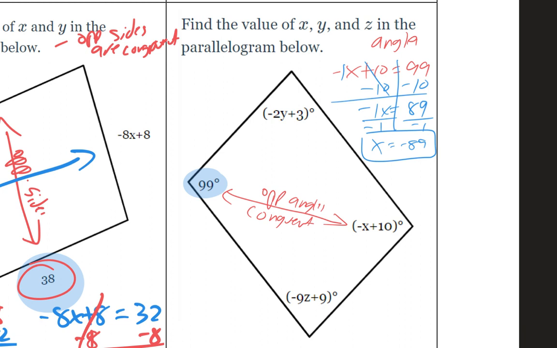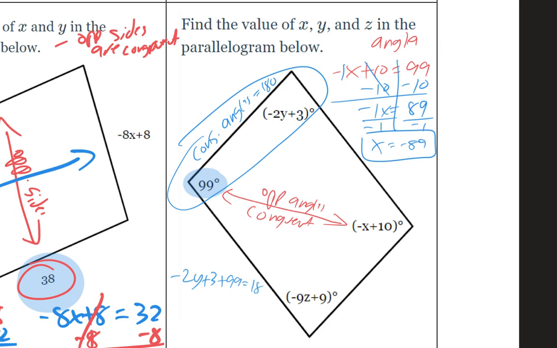All right, next, what do we know? Now if we're looking at y and z, I don't know what y is, and I don't know what z is, so I can't solve for two variables at the same time. But what do we know about these two? We know that these two are consecutive angles that equal 180. So we can say negative 2y plus 3 plus 99 equals 180.